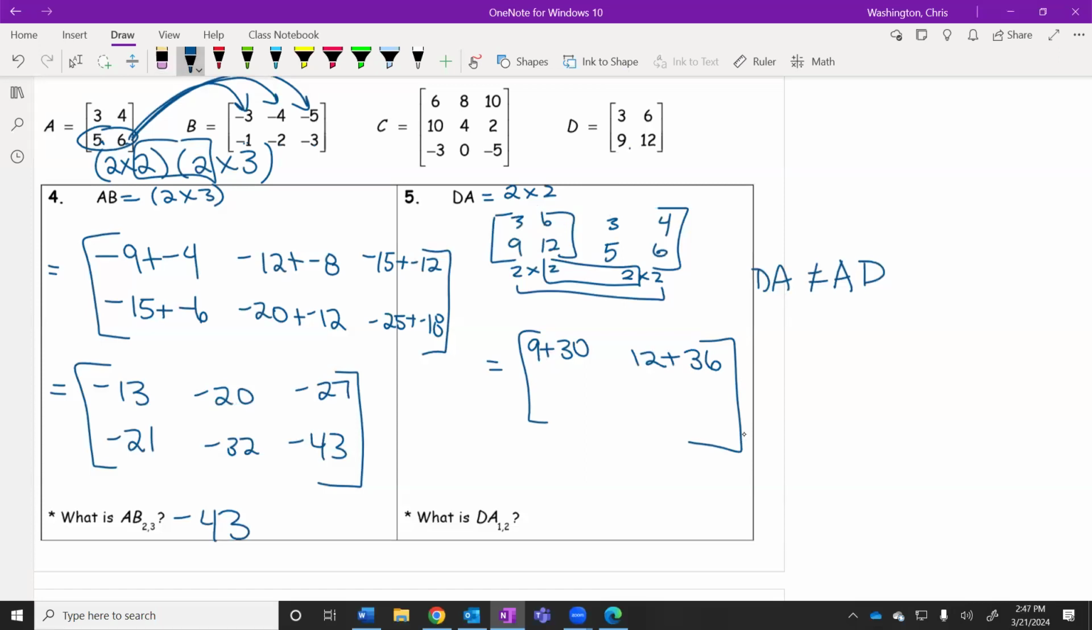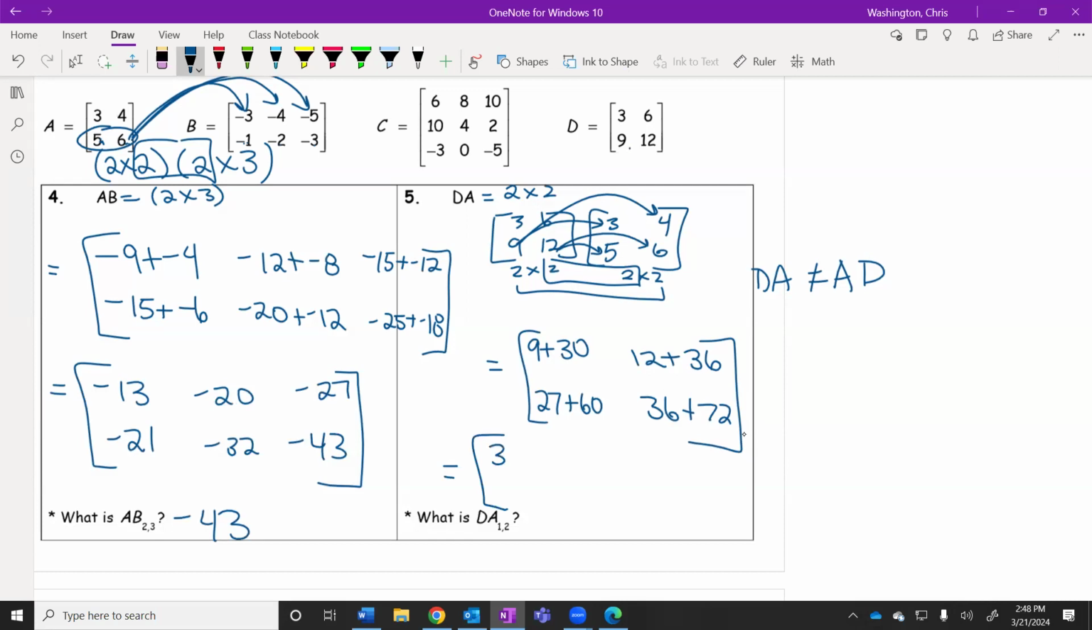All right, so we did the first row. Now we're going to do the second row. We're going to multiply the 9 times the 3, which is 27. We're going to add to that the 12 times the 5, which is 60. So that was the first column, and then we're gonna do the second column. 9 times 4 is 36, and we're gonna add to that 12 times 6, which is 72.